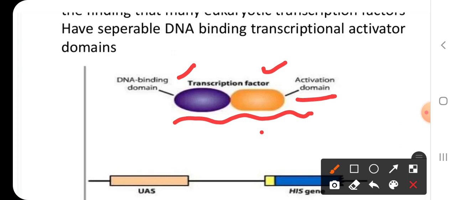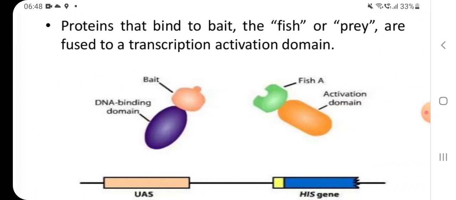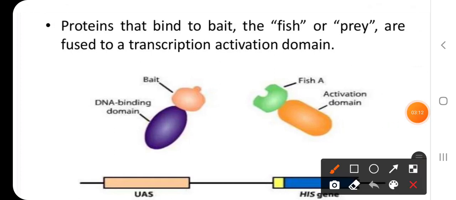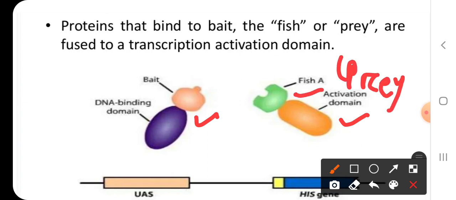Here the proteins that bind to bait, the fish or prey, are fused to the transcription activation domain. The DNA binding domain binds to the bait, and the activation domain binds to the fish, which is also called the prey.